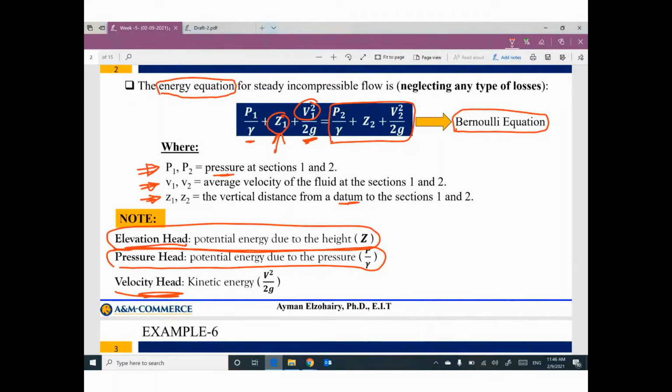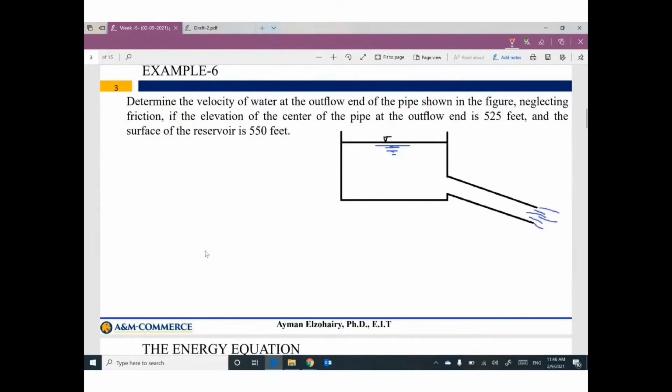Guys, this energy equation can be applied to any system of flow. For example, we have this tank and we have this pipe. This pipe is connected to the tank at the bottom. So we expect flow from this tank to outside through this pipe. That makes sense?